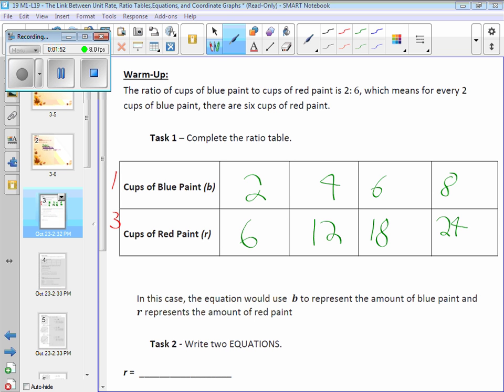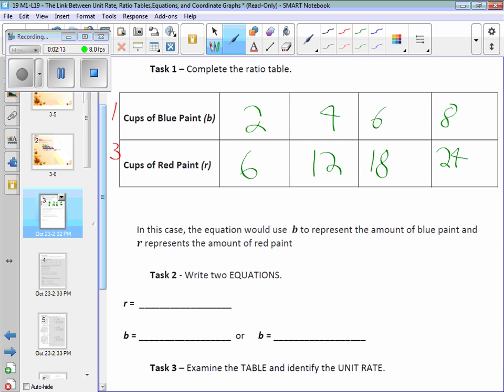I would also expect you to know multiplicative structure. Going from top to bottom, times 3. Because once you have multiplicative structure in your head, you really do have an equation in your head as well. You just don't realize it, but you're going to need that times 3 when you make your equation. Only difference between the equations you've been doing and these is they're calling the variable R for red and B for blue. So red R equals what?